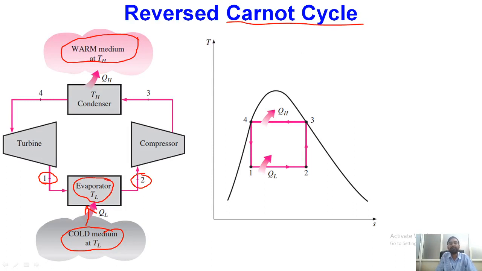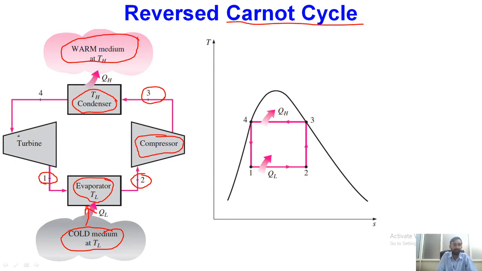Okay, after this, in our actual Carnot cycle we had isentropic expansion. Now, instead of expansion, because we are reversing the process, we have to go for isentropic compression. So 2 to 3 is my isentropic compression. And after that, we had an isothermal heat addition process, so here we will have an isothermal heat rejection process. As we are removing the heat, the vapor phase will change into the liquid phase, so that's why we call this device our condenser.